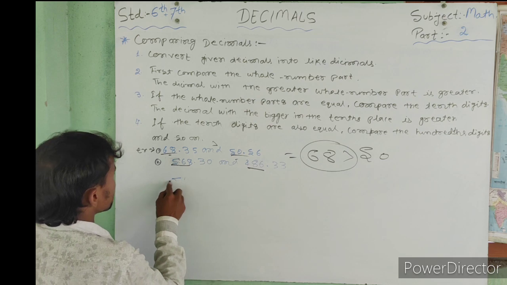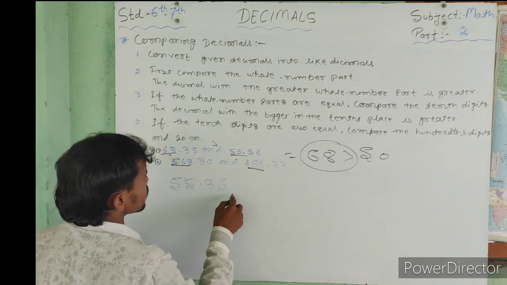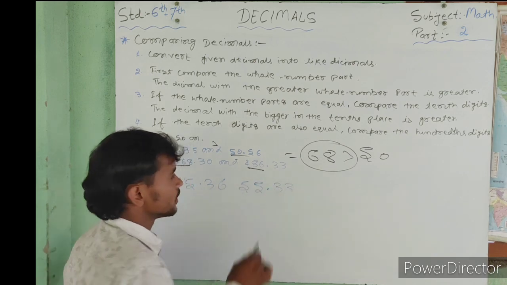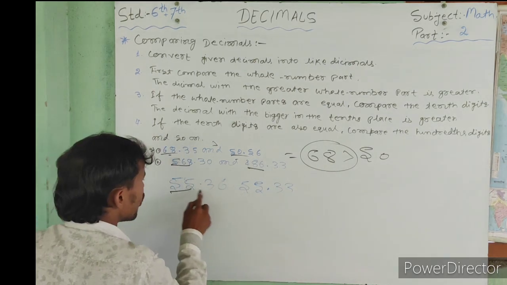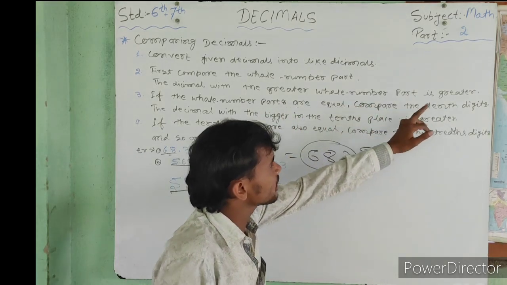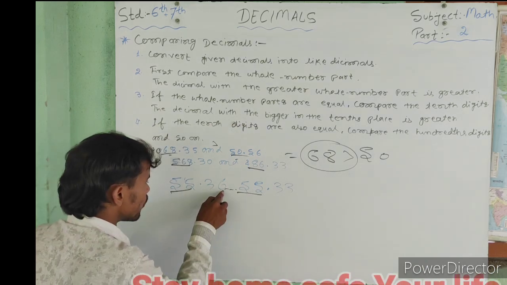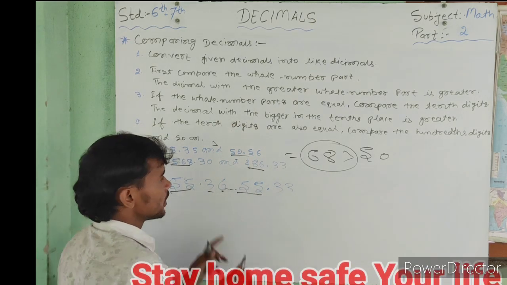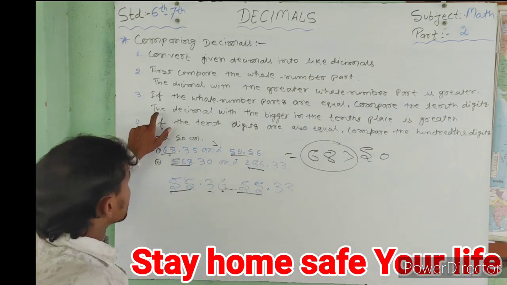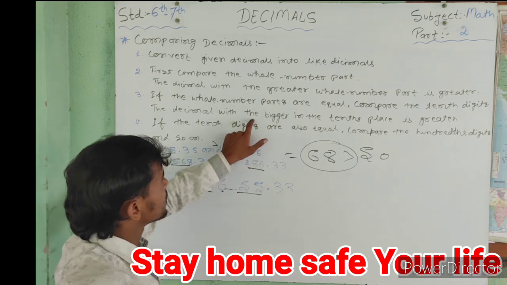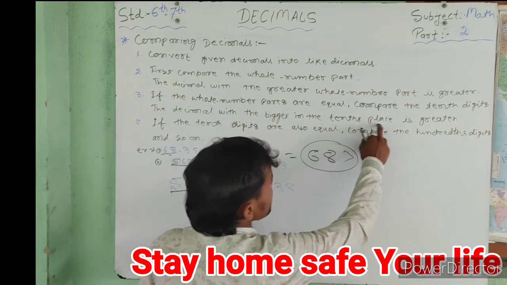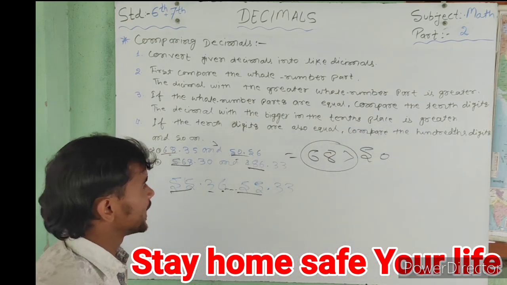just like another example, 55.36 and 55.33. The whole number parts of these decimals are the same, equal. Compare the tenths digit. The decimal with the bigger digit in the tenths place is greater. It means the number whose tenths place is greater is the greater number.